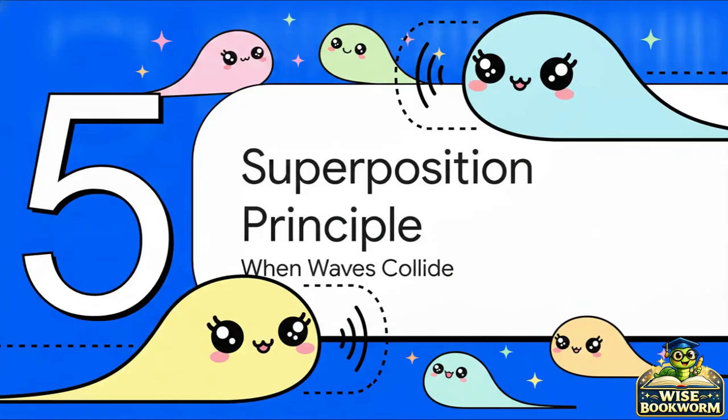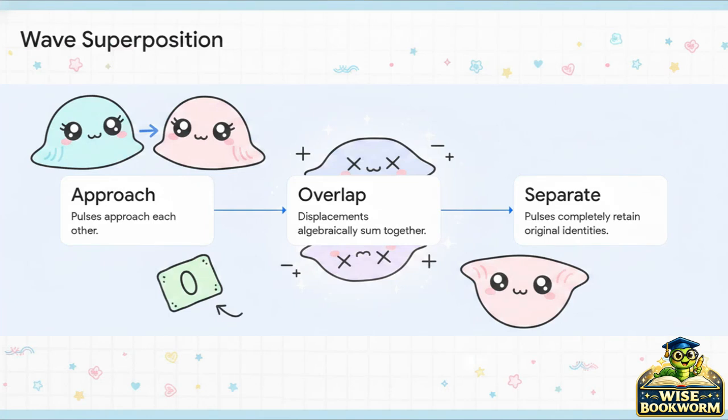Which brings us to our final stop, Section 5, the principle of superposition, or what happens when waves collide. I really want you to imagine what happens when two separate wave pulses are traveling in opposite directions and inevitably cross paths. Do they crash? Do they bounce off each other? Break apart? The reality is actually wonderfully elegant, and we can track it chronologically in 3 steps.